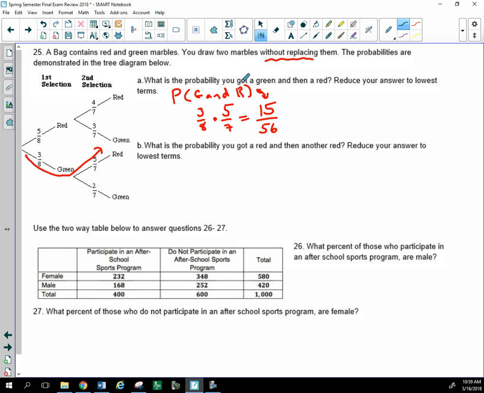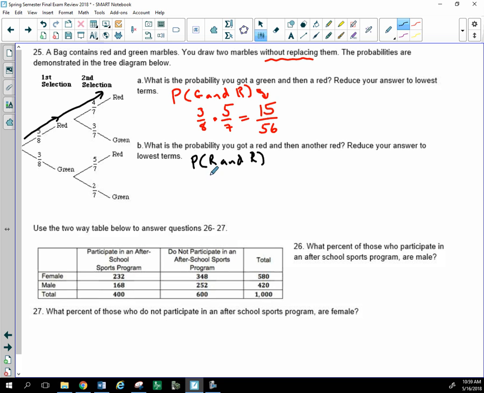All right, and then the next one, let's get rid of my little arrow here. This time we are looking for the probability that we got a red and then another red. So instead of going down the green, I'm going to go up the red branch first, and then I'm going to continue up the red branch again. And so both of those multiplied together should be the probability of a red followed by another red.